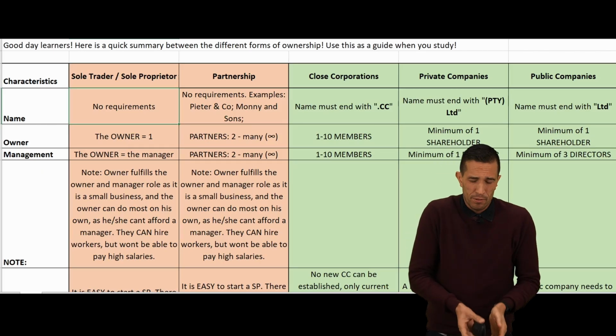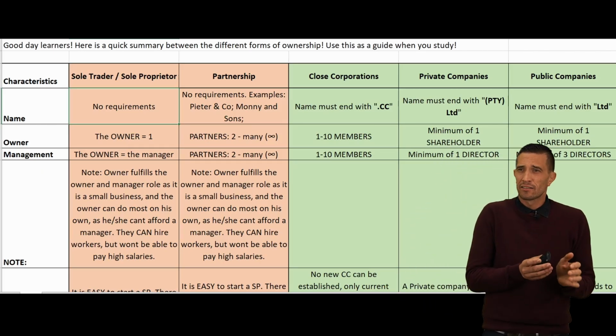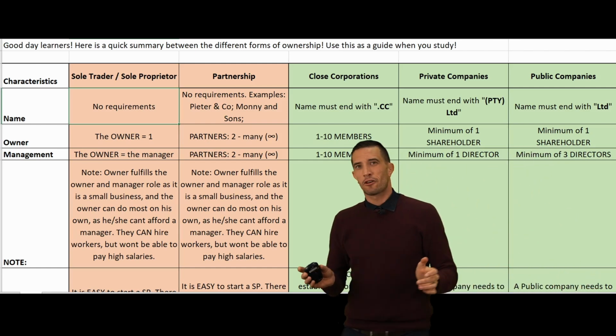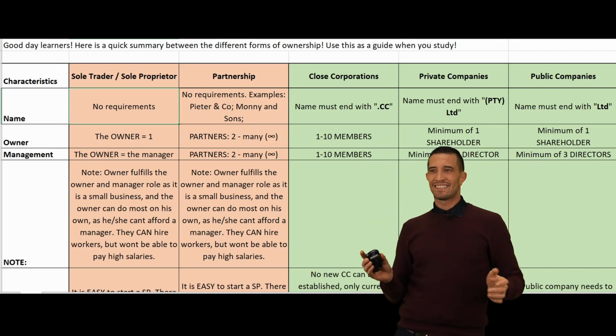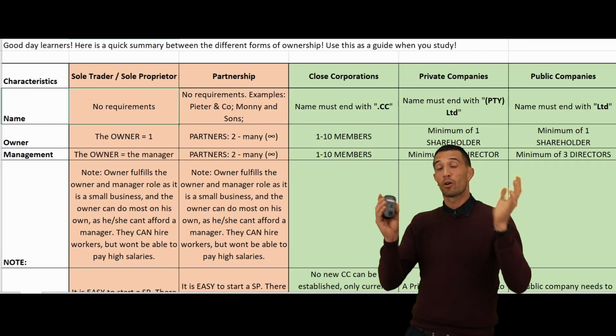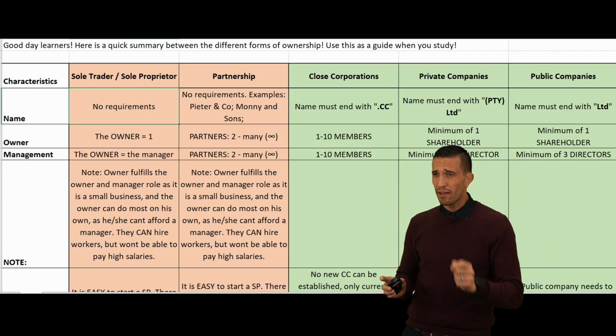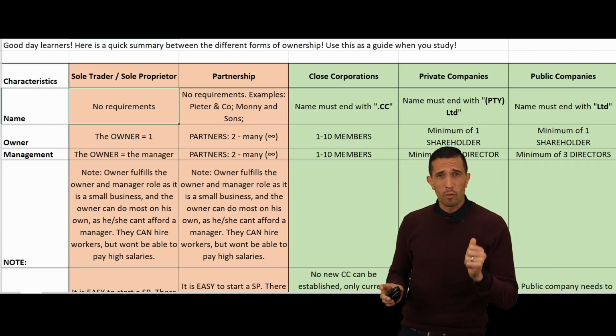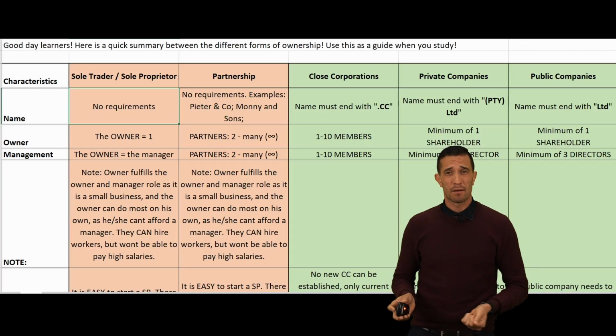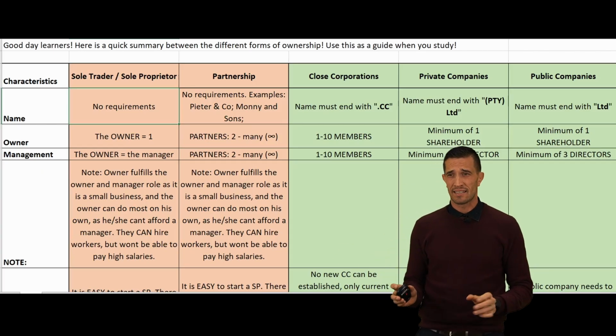So they still have a personal interest, like a sole trader and a partnership, but they've crossed the line into a formal registered company, or a corporation, excuse me. A private company must have a minimum of 1 shareholder, and the same with a public company. So you can see there's a few similarities.